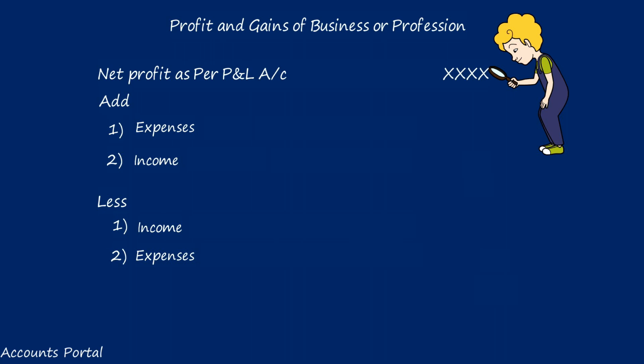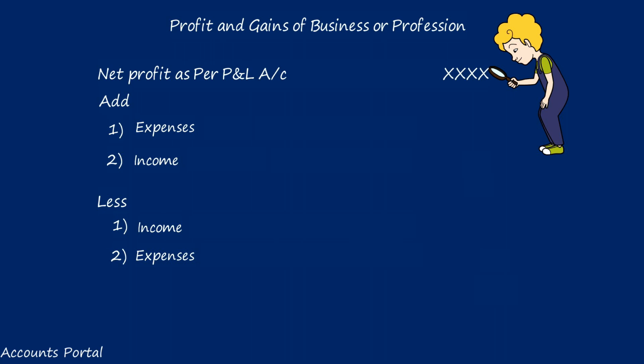Any expenses which you have debited in P&L account, just answer what I am asking. What does this do to your profit figure? Sir, reduces the profit, but this expense is disallowed as a deduction against your PGBP. So you have to correct that mistake by adding.